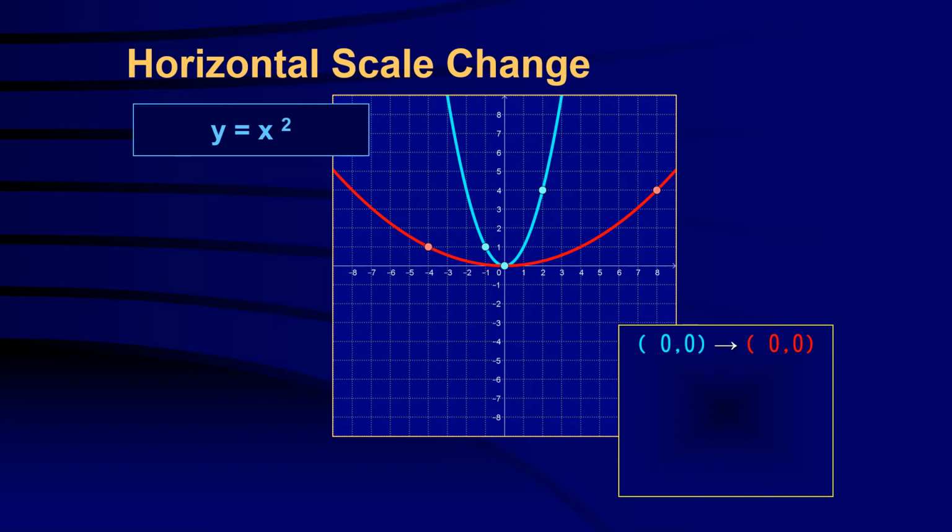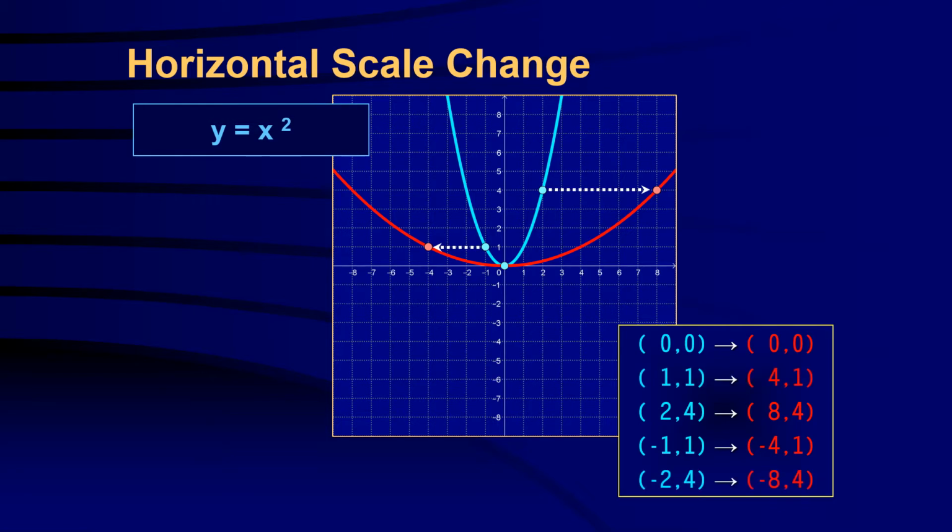The points I've chosen to look at are (2, 4), which maps to (8, 4), and (-1, 1), which maps to (-4, 1). Now remember, this is a horizontal scale change, which means the graph is being pulled outward horizontally. Other points that would have been mapped would have included (1, 1) going to (4, 1), and (-2, 4) going to (-8, 4). Reviewing our various image points, we see that a horizontal scale change has no impact on a y-coordinate. It does, however, have an impact on the x-coordinates.